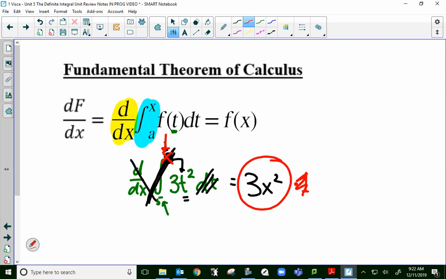So as long as we have an x in our upper bound and some constant in our lower bound, this constant could have been 5, 12, pi, Euler's number e. It could have been anything. As long as there is a constant in the bottom for the lower bound and that variable in the top for the upper bound, I just put that variable in for my t. And that's it. It's really quite that simple.